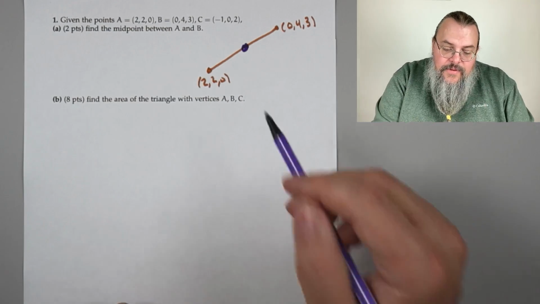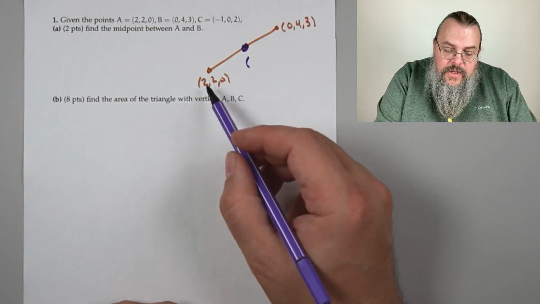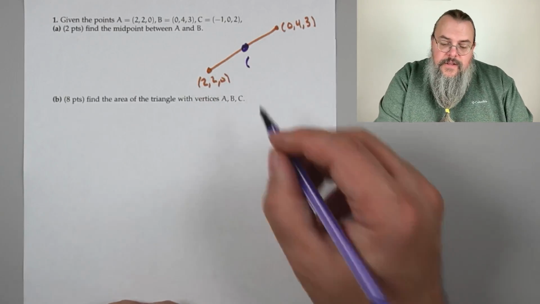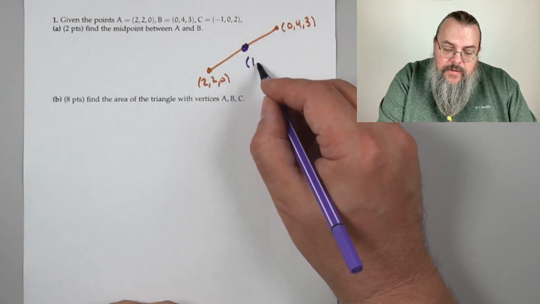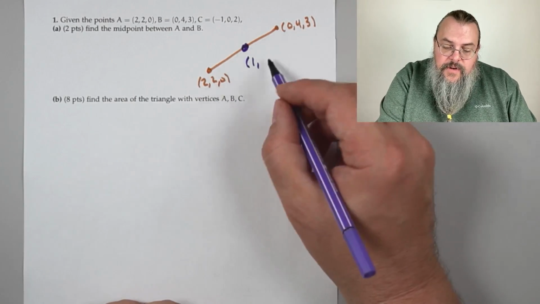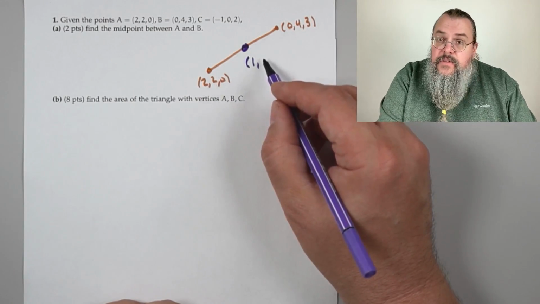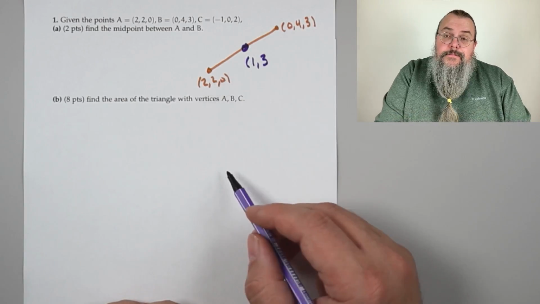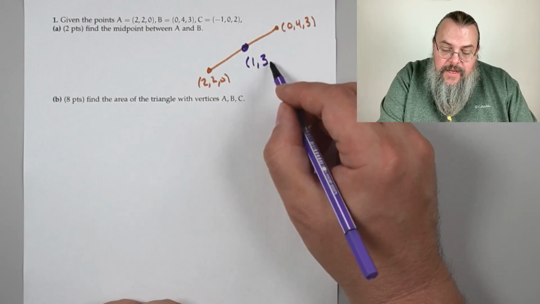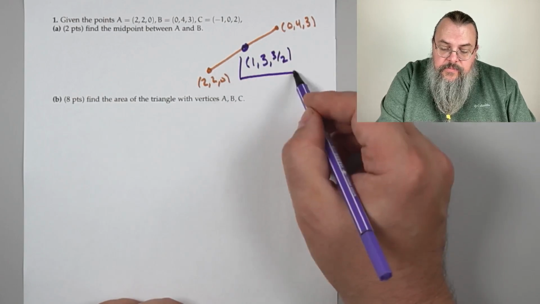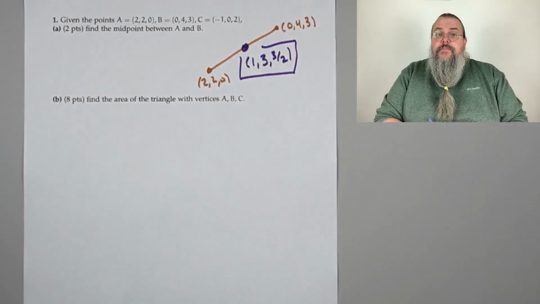And so, for instance, the first entry, what's halfway between 0 and 2? Well, 1. You can find it by adding them together, divide by 2. Halfway between 2 and 4? 3. 2 plus 4 divided by 2, 6 divided by 2, 3. Halfway between 0 and 3? 1.5, or 3 halves. And there we go. There's the midpoint.